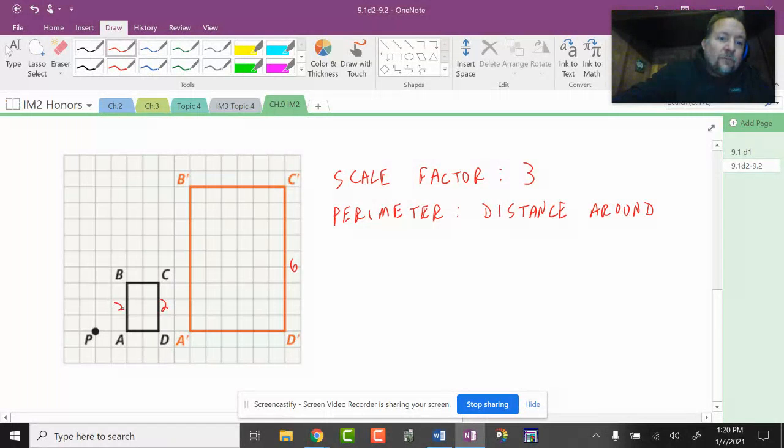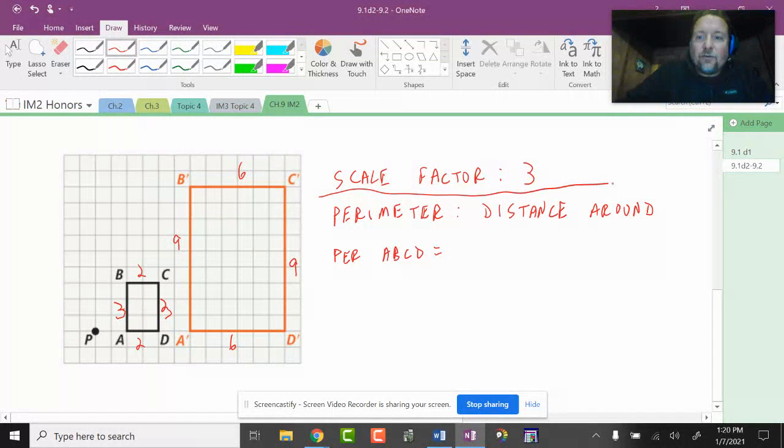So for this one, 2, wrong. This is 3. And then this is 9. I was thinking of the top sides, not these sides here. This is 9, 9, 6, 6. This is 3, 3, 2, 2. So the perimeter of ABCD equals, and I should have changed colors here, 3 plus 3 plus 2 plus 2, 6, 7, 8, 9, 10.